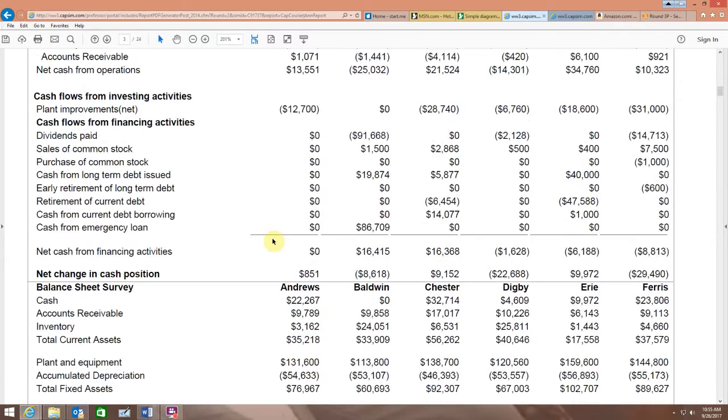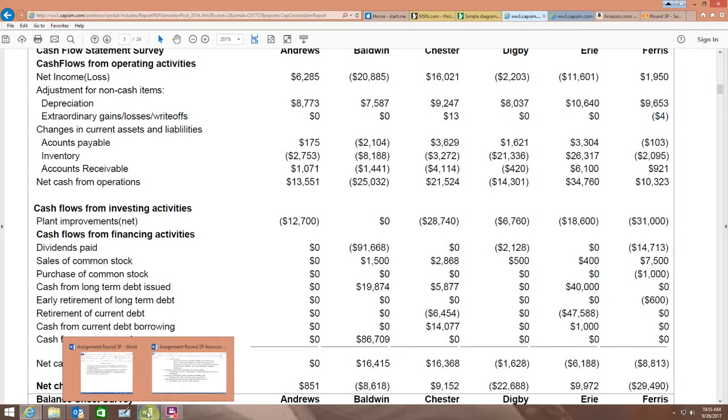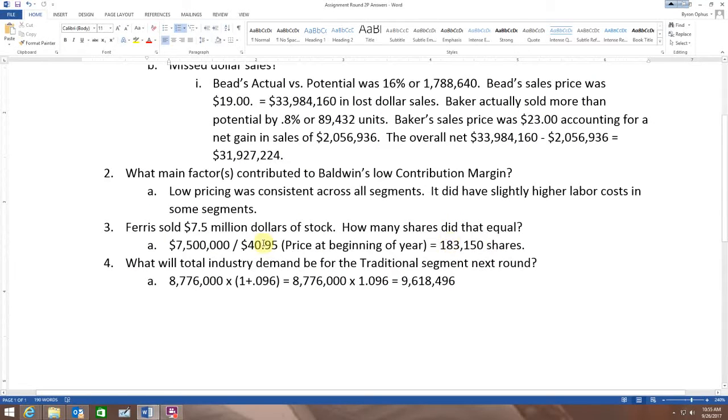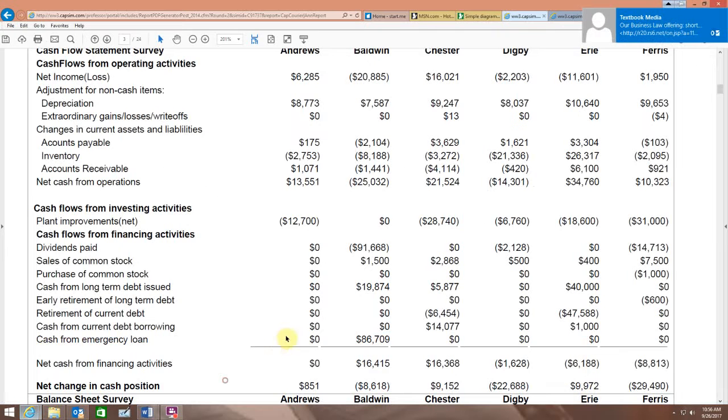I got to get up here to the cash flow. Sorry. So they sold $7.5 million and bought back $1 million worth, which, again, is not the brightest thing because you're paying money both ways. Your net there is $6.5 million, and that's what I had earlier, a net of $6.5 million. But that's not what my question asked for. The net was 158,000 shares, something like that. I'll probably give partial credit if you did it that way, since I goofed up and did it that way too.